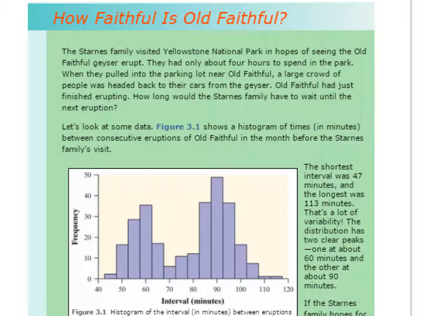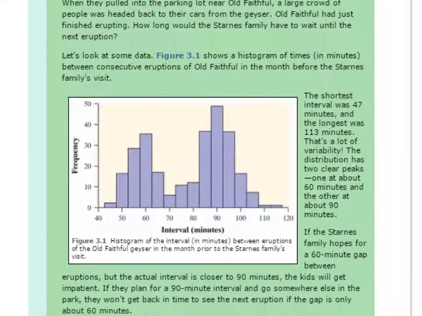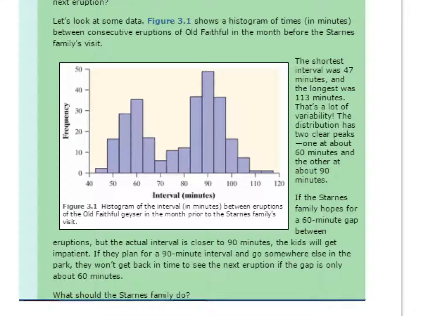So here's an actual graph, or a histogram, of the eruption patterns of the geyser, and it shows that the shortest interval here is at about 47 minutes. The longest interval is about 113 minutes. There tends to be a lot of spread, a lot of variability. There are 2 clear peaks to this data. Because of those peaks, we also see a gap in the data.